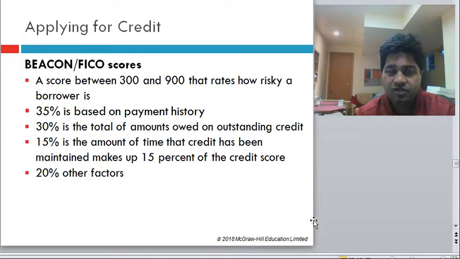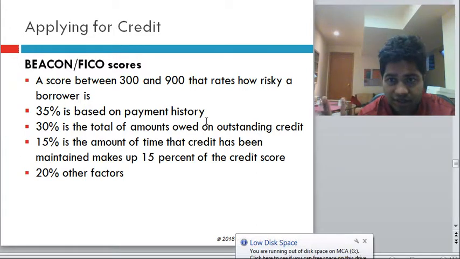So Beacon or FICO scores, that is what we generally use. This is a score between 300 to 900. It rates how risky a borrower is. 35% is based on payment history. So make your payments on time. The utility payments too, because if you skip payments, it shows your phone payments, your credit card payments, your loan payments. Always make them on time.